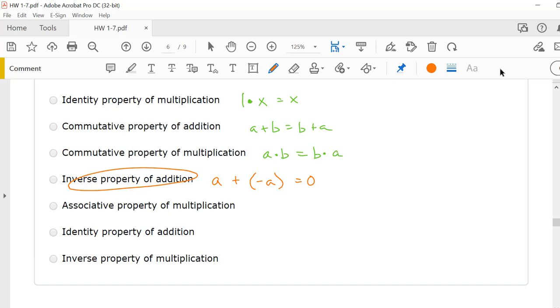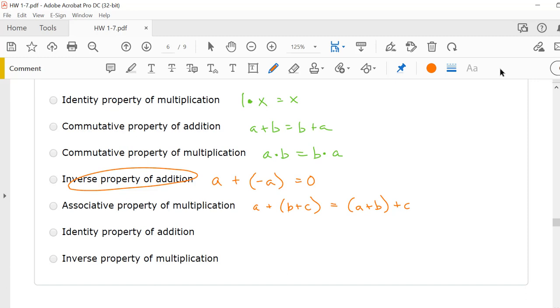Associative property of multiplication. We've already done. That was A plus B plus C is equal to A plus B plus C. That's not it. Identity property of addition. Inverse property of multiplication. Okay, that's it.